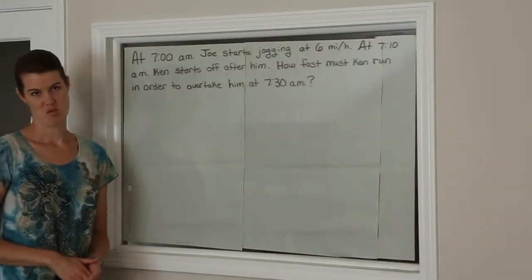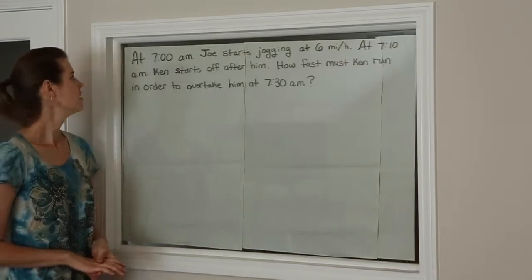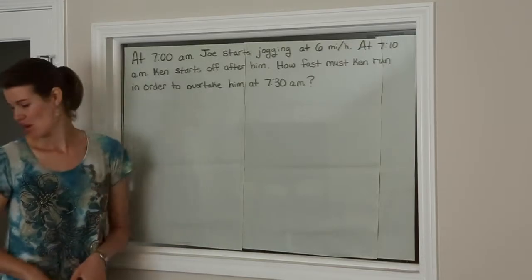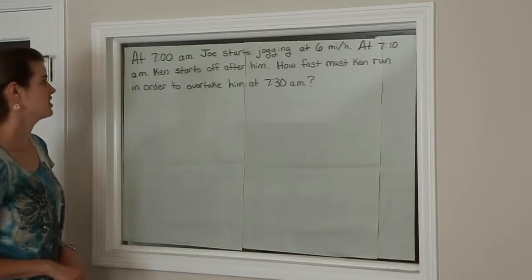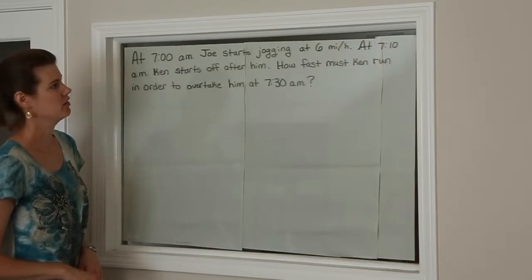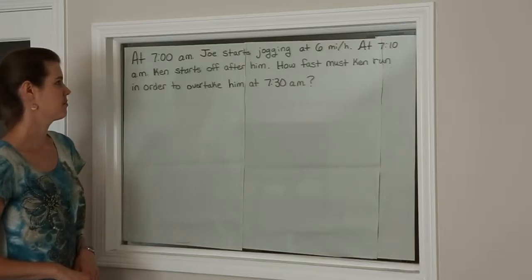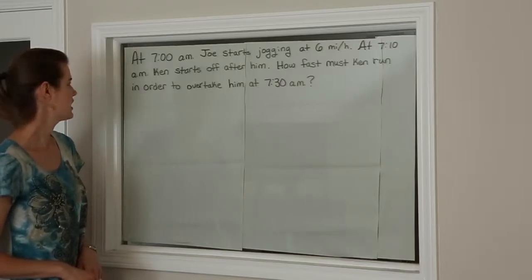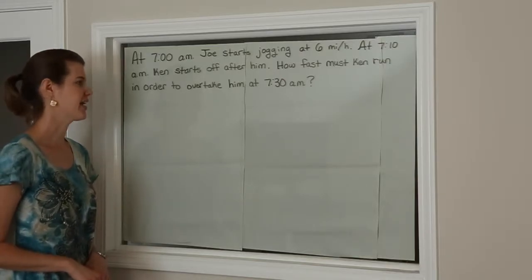This is our second homework problem from Friday, chapter 4.8, page 170, problem number 6. It says at 7 a.m., Joe starts jogging at 6 miles an hour. At 7:10 a.m., Ken starts off after him. How fast must Ken run in order to overtake him at 7:30 a.m.?